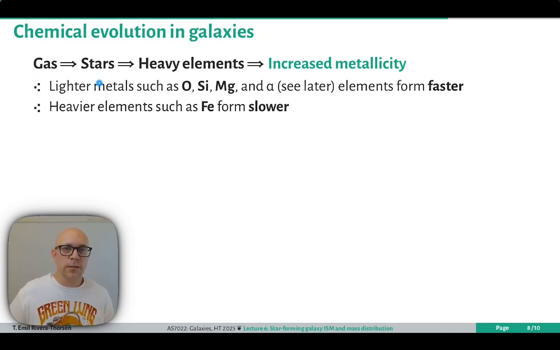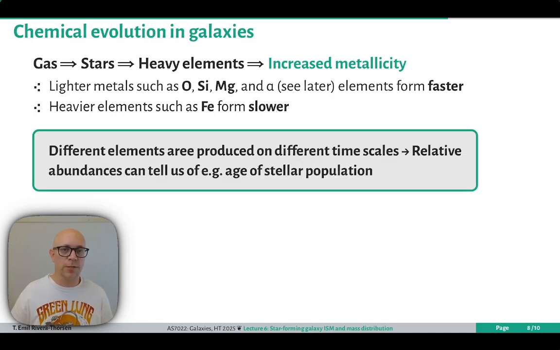Lighter metals such as oxygen, silicon, magnesium, and alpha elements, which we will take a look at later, form faster and earlier in the life cycle of stars, whereas heavier elements such as iron form much slower. This means, of course, that different elements are produced on different timescales, meaning that the relative abundances of these elements can be used as a method to determine the age and other properties of a stellar population.